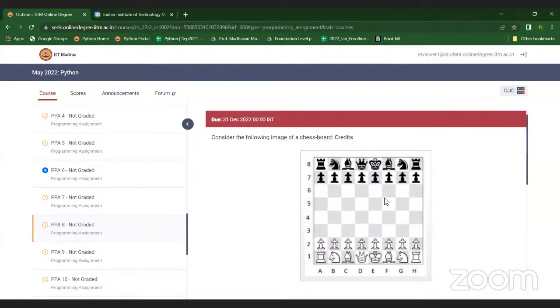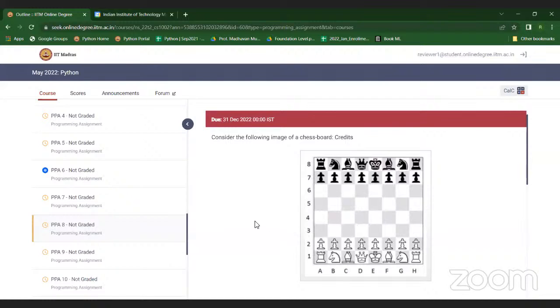C3 is here, E5 is here. Can bishop move from C3 to E5? It can move, right? It moves diagonally. The bishop moves diagonally, so it can move, right? Okay, I got it, sir.